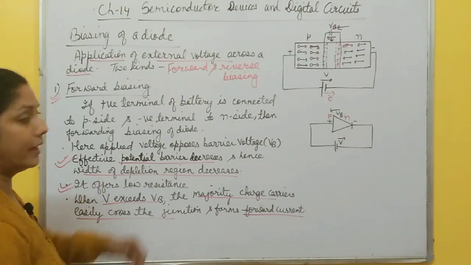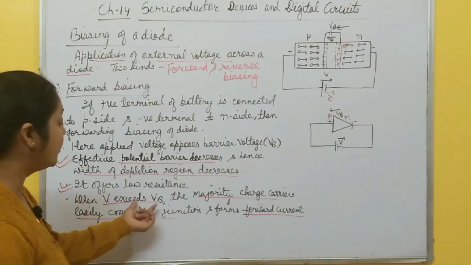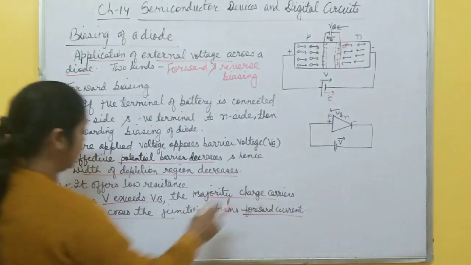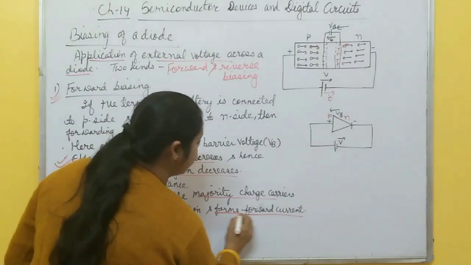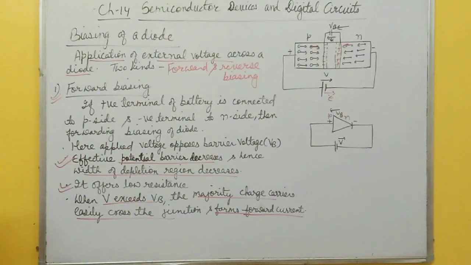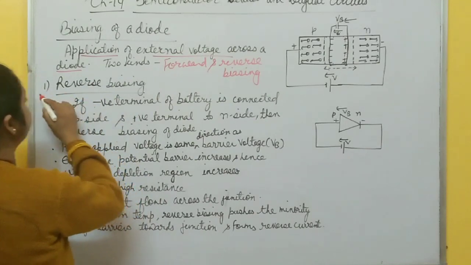And what happens at one time when the external voltage exceeds the barrier voltage, the majority charge carriers cross the junction and form current, that is called forward current. I hope it's clear to all of you. Please take a screenshot of this. Next is reverse biasing.